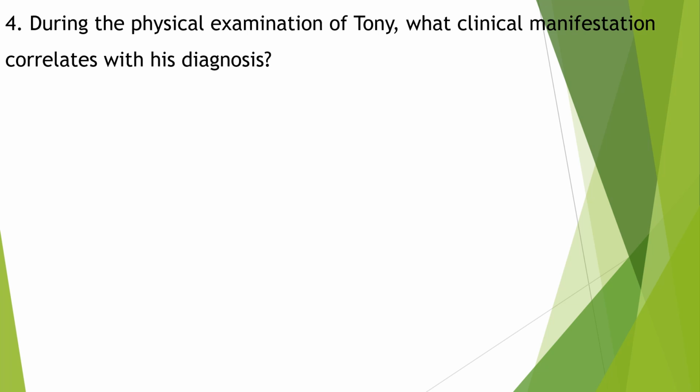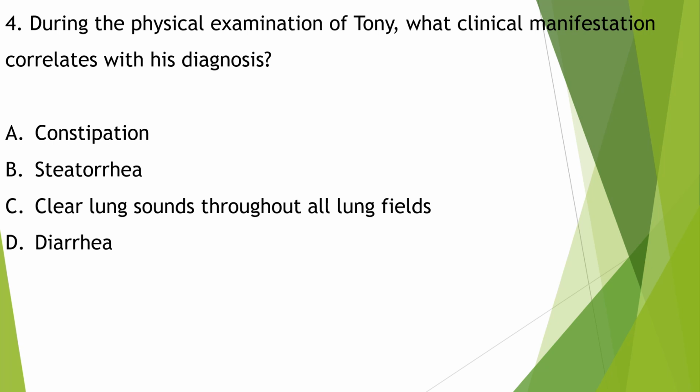During the physical examination of Tony, what clinical manifestation correlates with his diagnosis? Constipation, steatorrhea, clear lung sounds throughout all lung fields, and diarrhea. Steatorrhea is a passage of pale, clay-colored, greasy, bulky stool. Patients have these colorless stools due to the obstruction of bile flow.